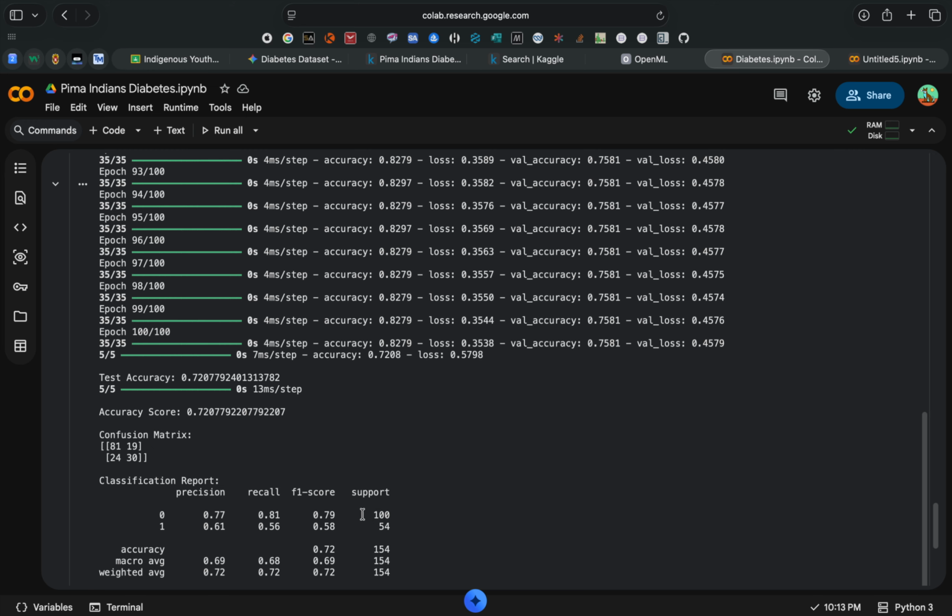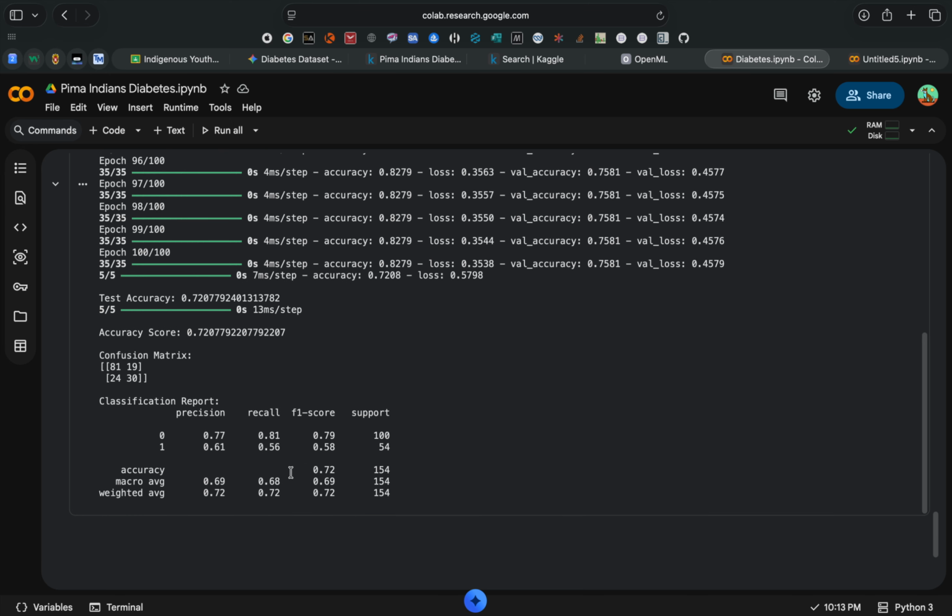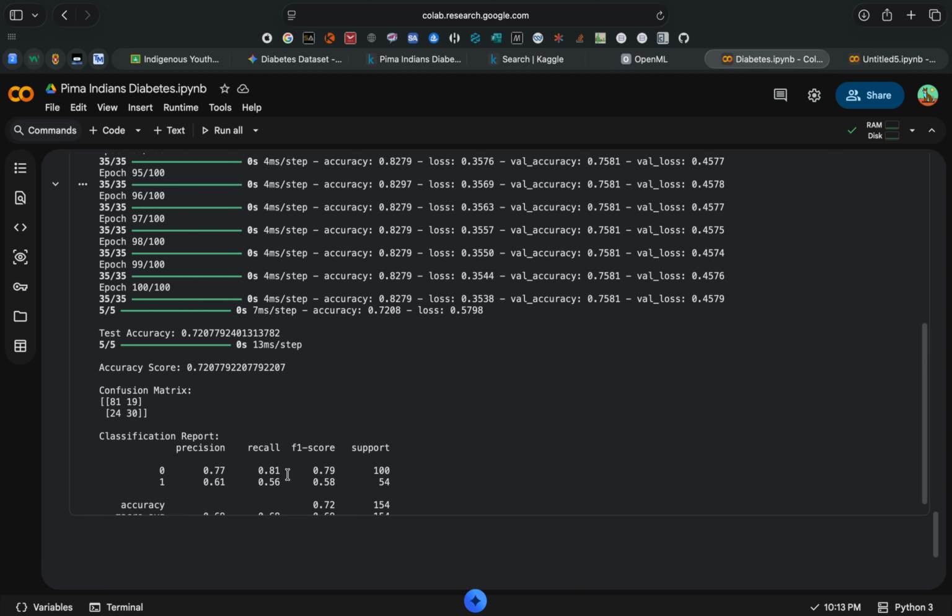However, accuracy alone is not enough, especially in health-related classification problems. That is why I also look at precision, recall, F1 score, and the confusion matrix. For class 1, which represents diabetes, my precision was 0.61. Precision answers the question: when the model predicts diabetes, how often is it correct? My recall for class 1 was 0.56. Recall answers the question: out of all patients who actually have diabetes, how many did the model correctly identify? My F1 score for class 1 was 0.58.